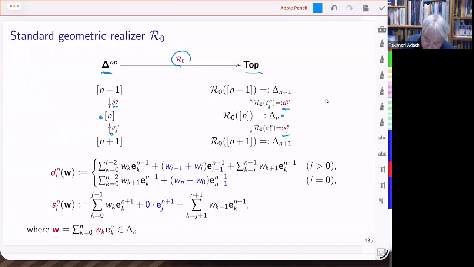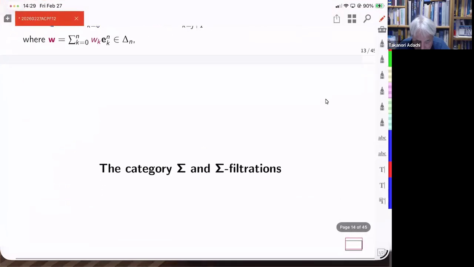So the delta is mapped to this, and the direction of the arrow is now opposite, because it's delta OP to top. It's an opposite, contravariant functor. And then we define D_i and S_j like this. I won't go into the detail of this definition, but it is a very natural way. And we call this the standard geometric realization R sub 0. If you have time, please check it.